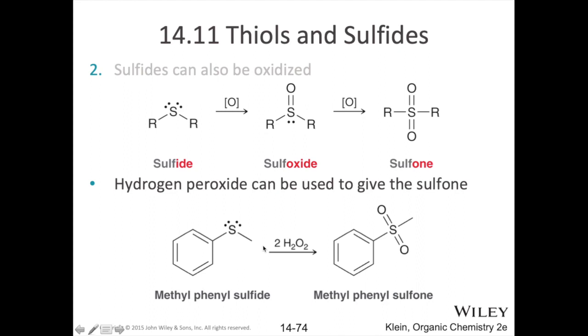Okay. If you want to make a sulfone, you would use hydrogen peroxide as your oxidizing agent. So that would take your sulfide and oxidize it straight to a sulfone. So probably going through a sulfoxide intermediate, but it doesn't stop there.